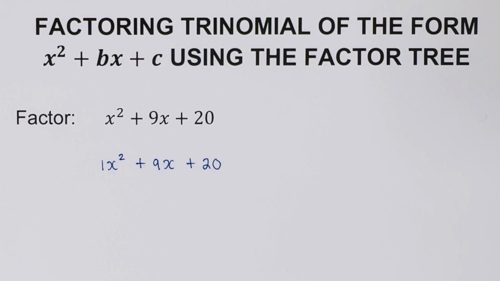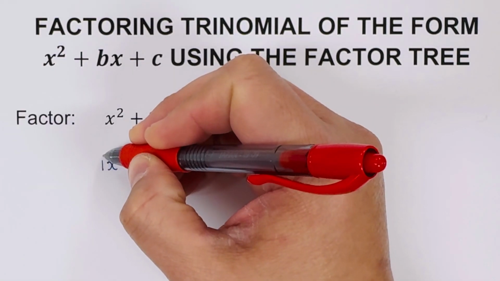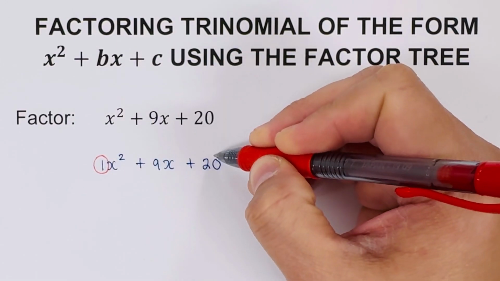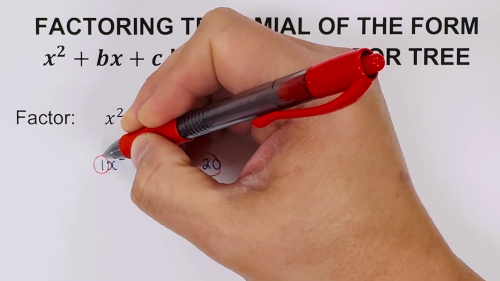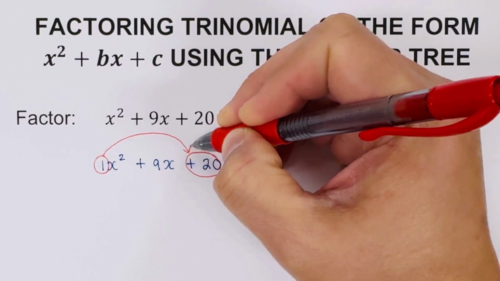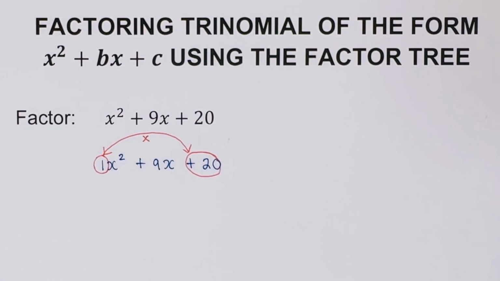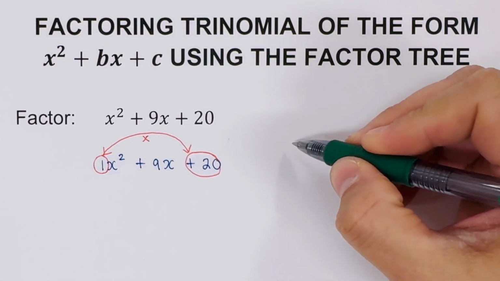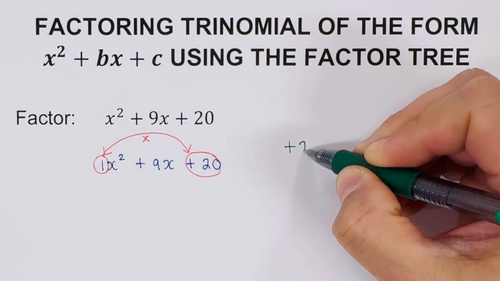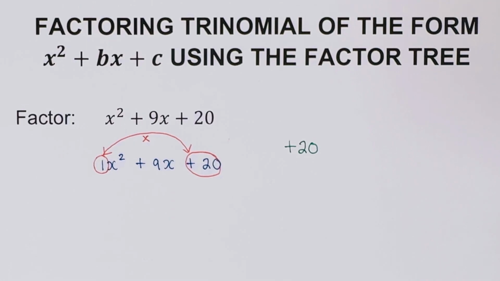So what we do so that we can factor this is we are going to multiply the first, which is the a, and the c. So that would be 1 times positive 20. So again, we're going to multiply that. The answer to that is positive 20. So I'm going to write that down on the side over here. So positive 20.